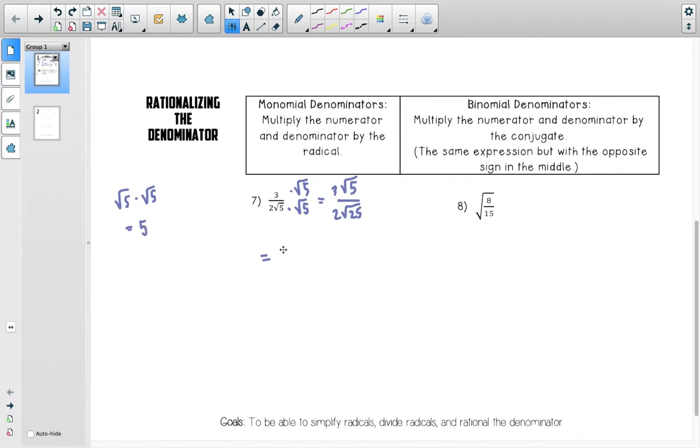Okay, so we end up getting 3 square root of 5 over, this is 5, so that turns into 2 times 5, which is 10. Now you should always simplify the 3 and the 10 if it's possible, but it's not in this situation, so this is your answer. All right, number 8's a little different.